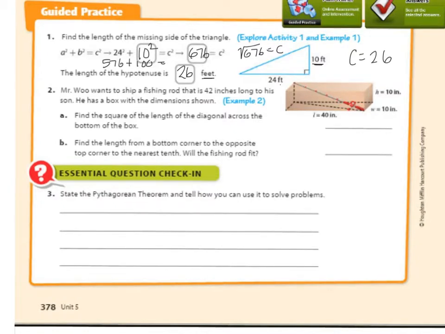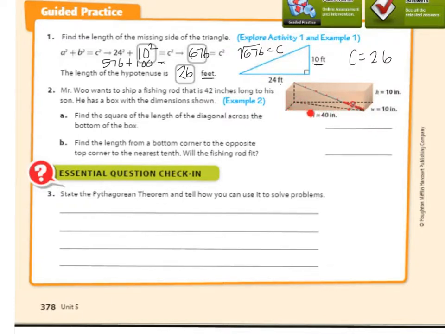The cool thing about boxes is that we get a triangle here, and we get a triangle here, and then we also get that triangle right here. And so we need to use all of those measurements to determine this diagonal distance, which is what it's going to ask us to do. But first it wants us to find the square of the length of the diagonal across the bottom of the box. So that's this one right here. It wants us to find this hypotenuse of this triangle at the base.